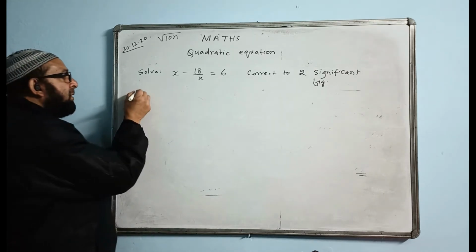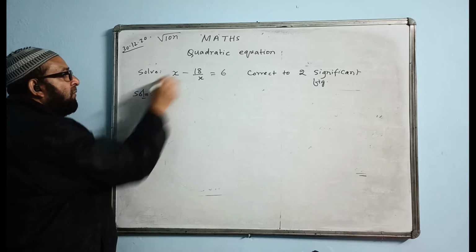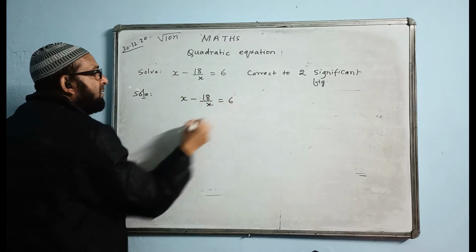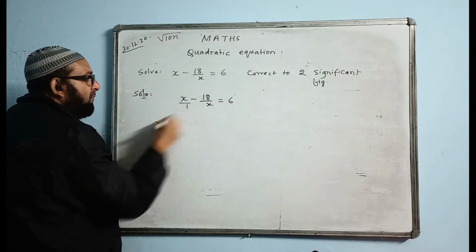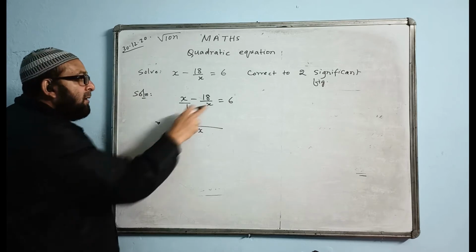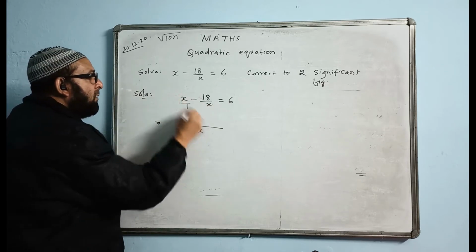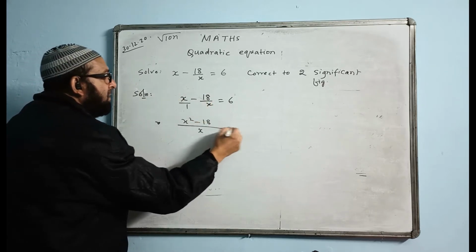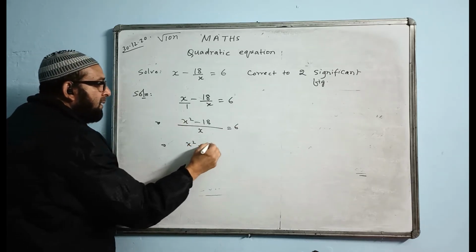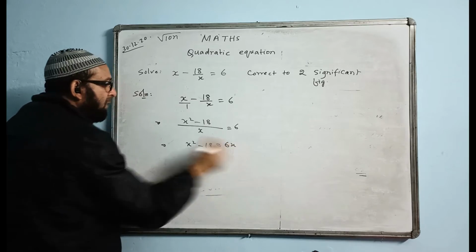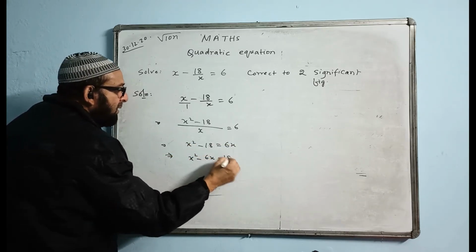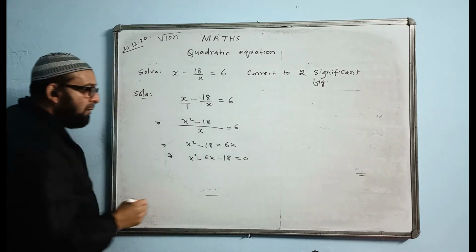Okay, now see the solution. First we will copy the equation x minus 18 by x is equal to 6. Below this we have 1. Let us change this into a quadratic equation first. x into x becomes x square. This will become 18. This is 6. This will become x square minus 18 is equal to 6x. Get everything on one side. You get x square minus 6x minus 18 equal to 0.